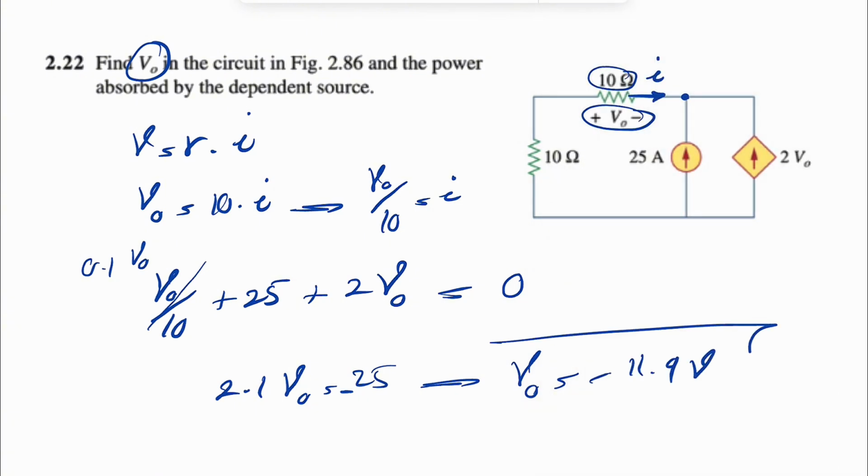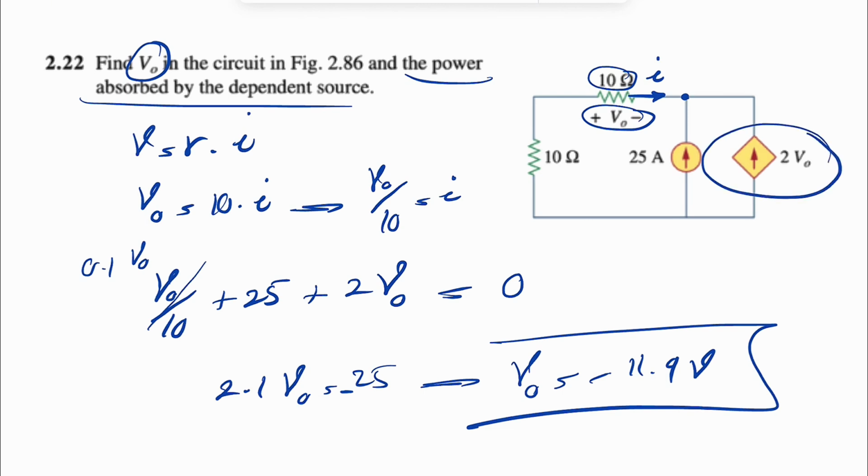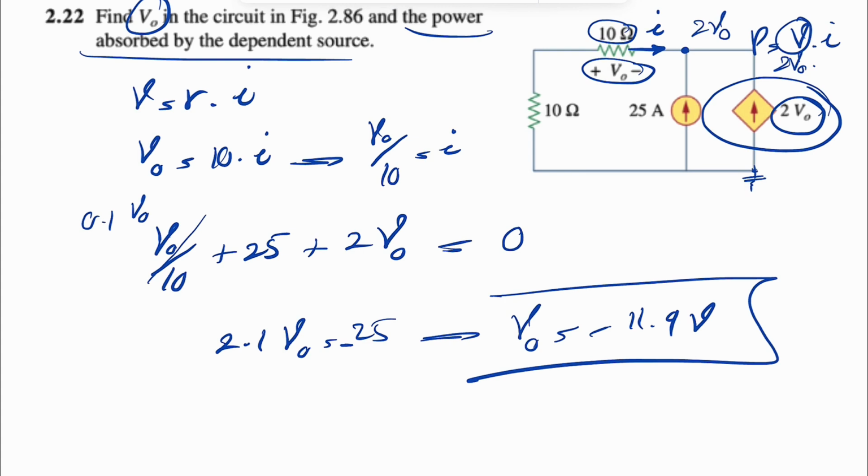So that's going to be V0. We also need to find the power absorbed by the dependent source. And for finding the power absorbed by the dependent source, that's our dependent source, we know P is equal to V times I. And the V in here would be the voltage across this source. We can just put our reference in here. So that's our 0.